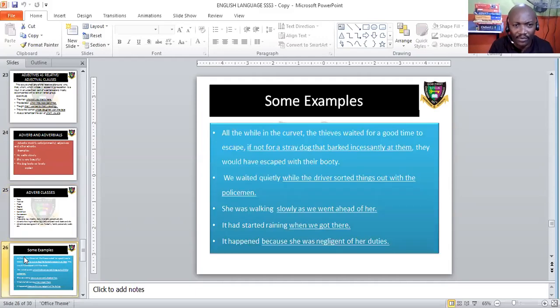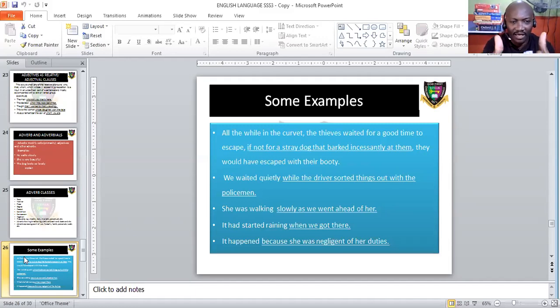Then some examples. All the while in the covert, the thieves waited for a good time to escape. If not for a stray dog that barked incessantly at them, they would have escaped with their booty. This question appeared in one of the WAEC written some time ago. If not for a stray dog that barked incessantly at them was underlined.